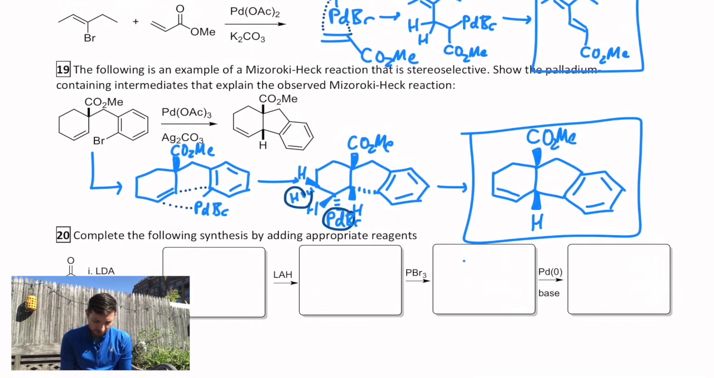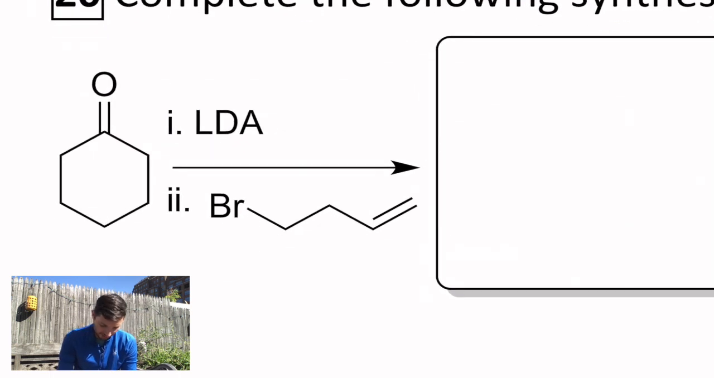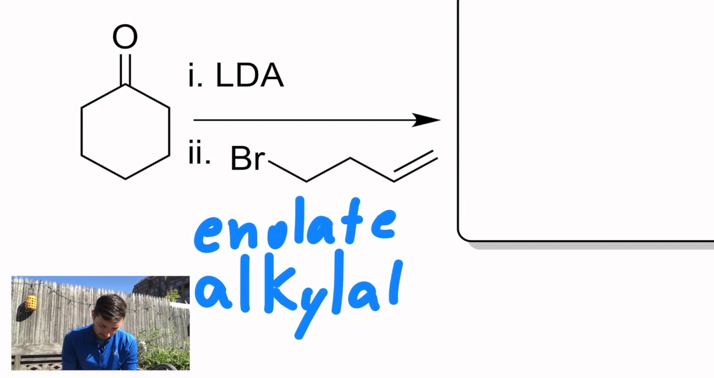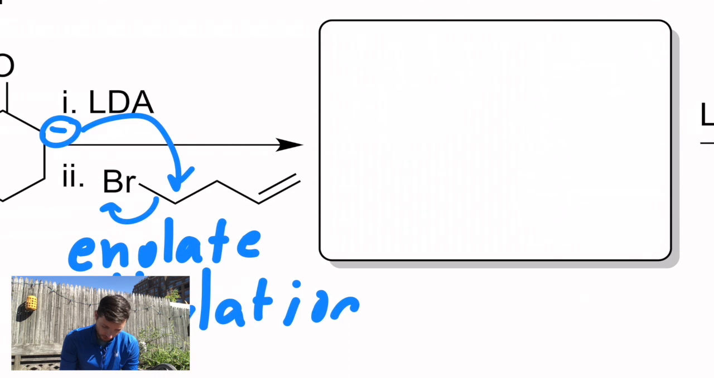Okay, let's wrap up and just look at a quick fill-in-the-blank synthesis, combining some old chemistry with some new chemistry. Here we have LDA. This will enolize that alpha proton. We learned this back in the enolates unit, so this is enolate alkylation. I could imagine drawing an enolate on the alpha carbon. It will do an SN2. So I'll have this 4-carbon chain attached to my 6-membered ring.